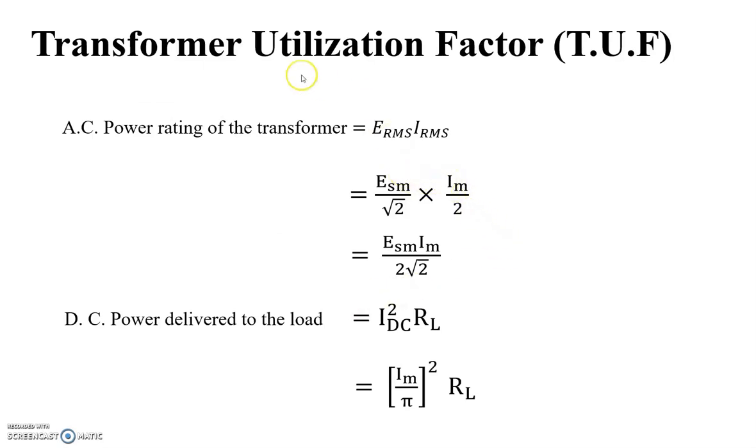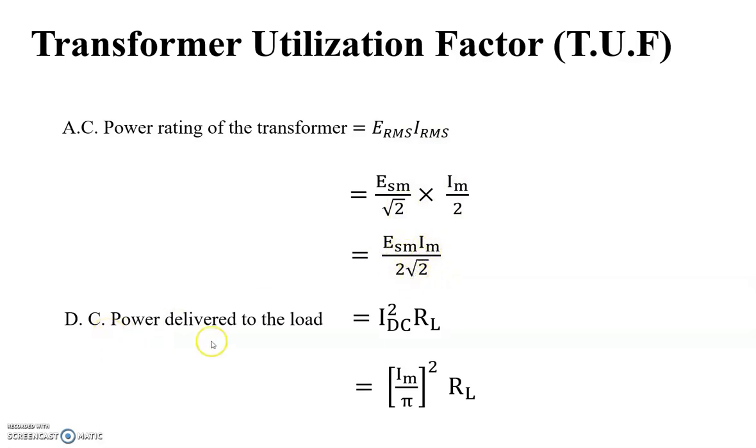So what is the transformer utilization factor? It is defined as the ratio of DC power delivered to the load to the AC power rating of the transformer. So first find out the AC power rating of the transformer. It is nothing but ERMS into IRMS. So what is the ERMS? ESM by root 2. IRMS is IM by 2. Just substitute and simplify this. That is ESM IM divided by 2 into root 2.